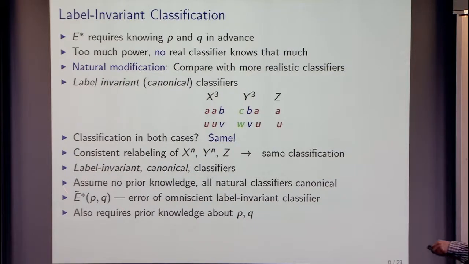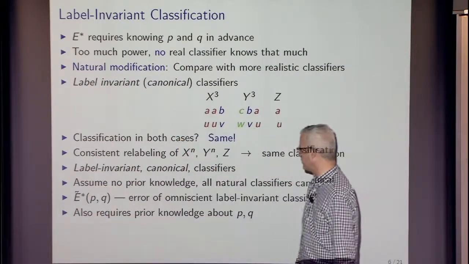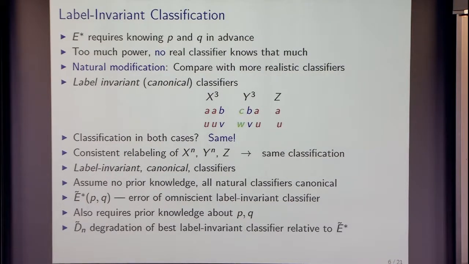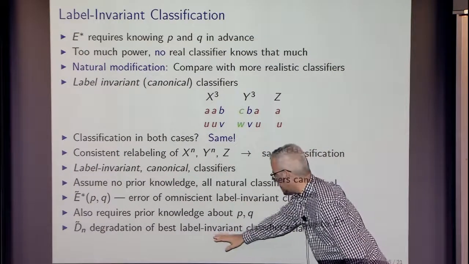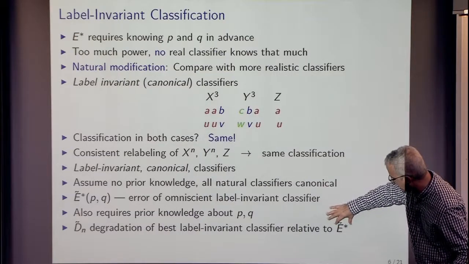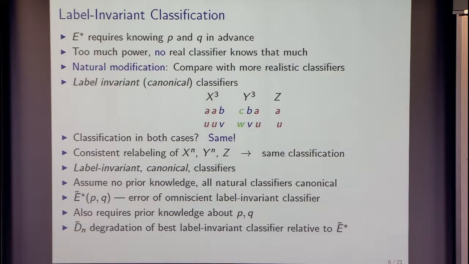And notice that achieving this E star or E star tilde also requires prior knowledge of P and Q. You cannot achieve this performance without knowing P and Q in advance. Okay, and we let dn tilde be the degradation of the best label invariant classifier compared to the omniscient label invariant classifier. So again, we compare label invariant to label invariant.